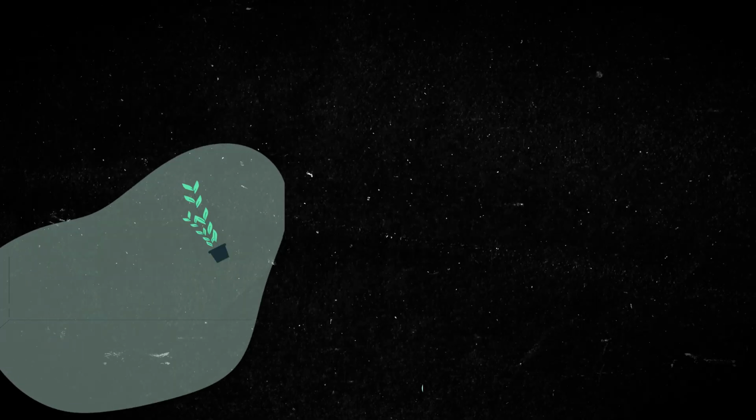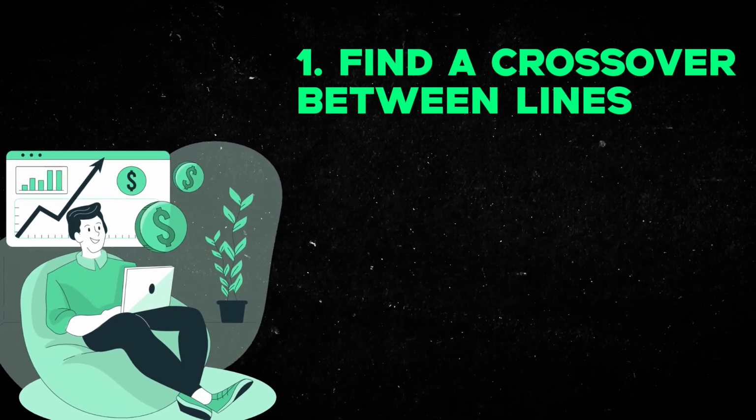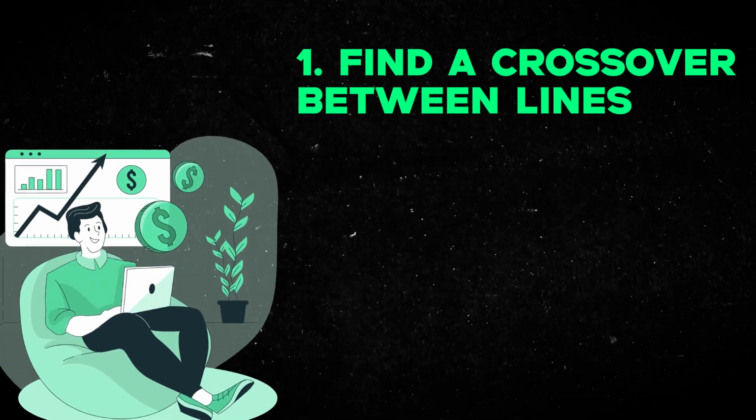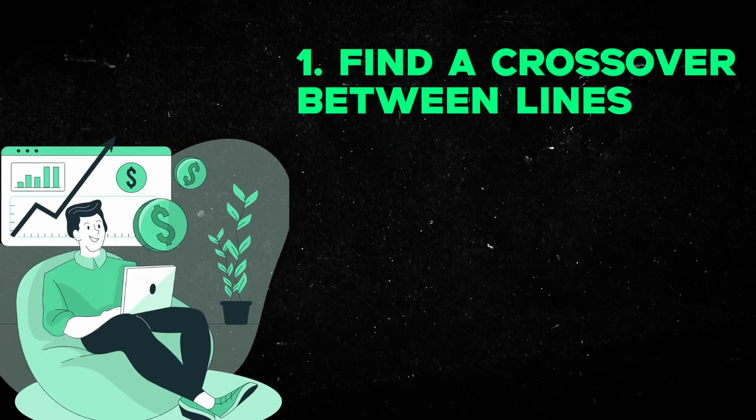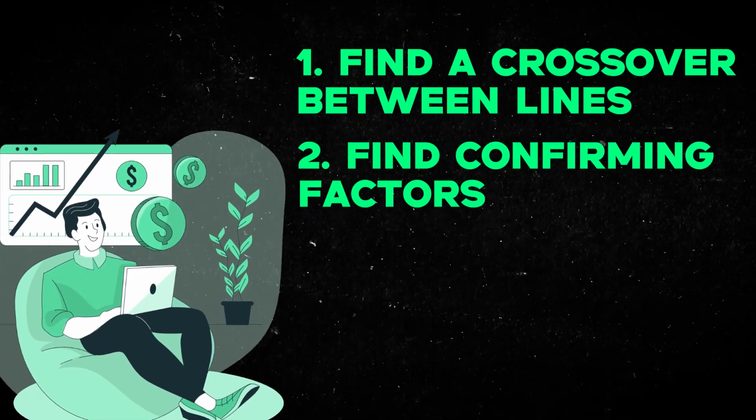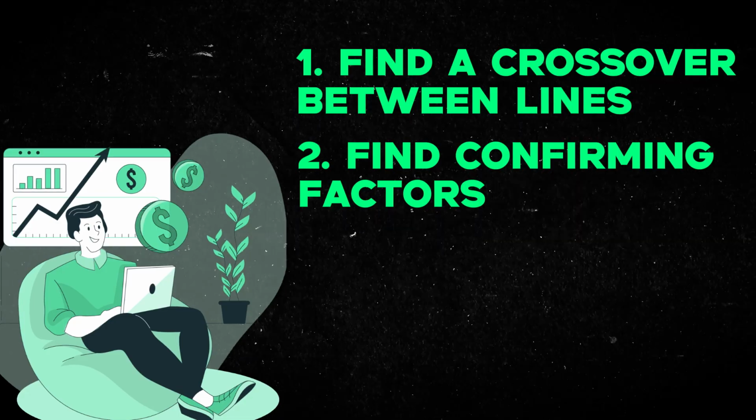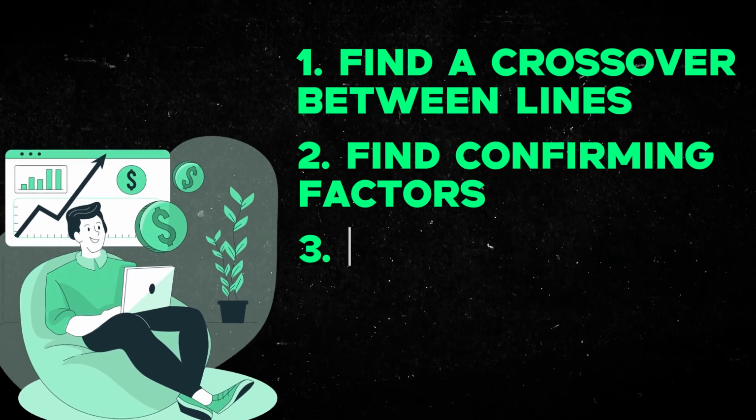Lastly, let's go over the order of actions to enter a trade. First, you must find a crossover between the lines on the indicator, either with the center level or the slower moving average. After that, you should start looking for confirming factors in the form of levels or candlestick patterns. And after all of this, you can safely open the trade while respecting your risk management.